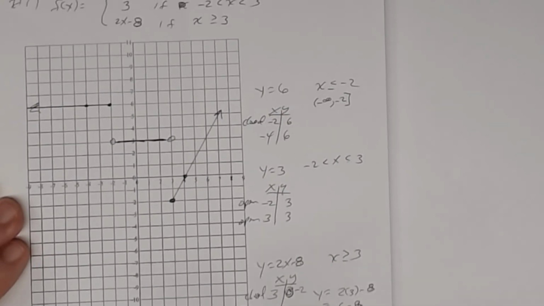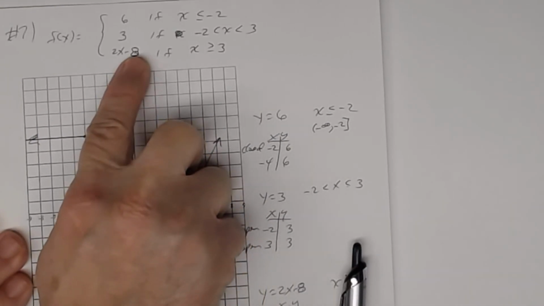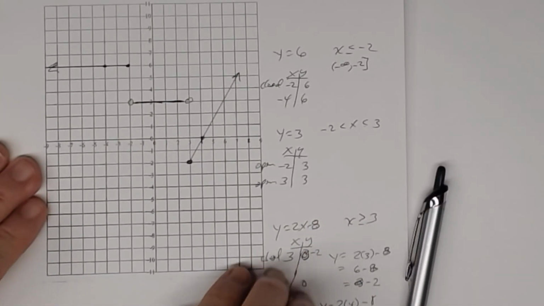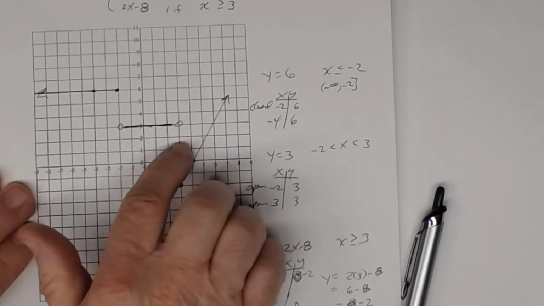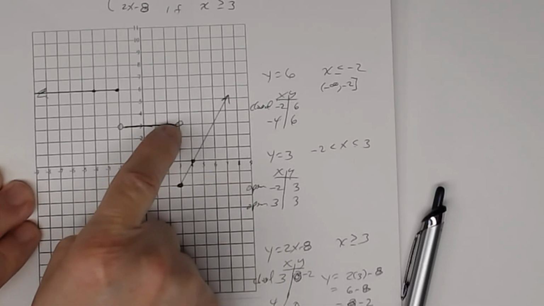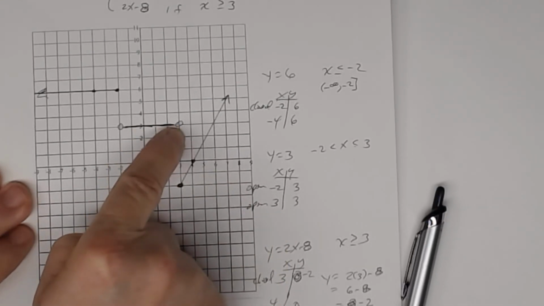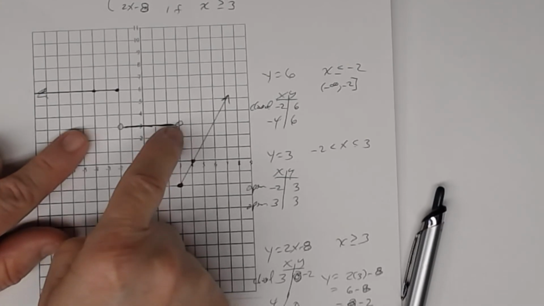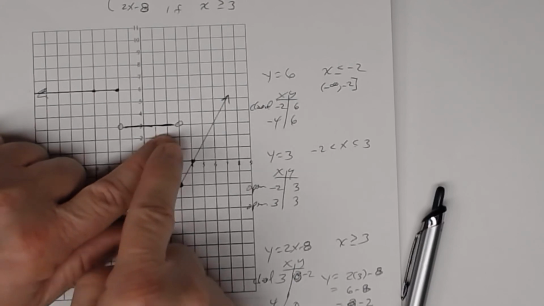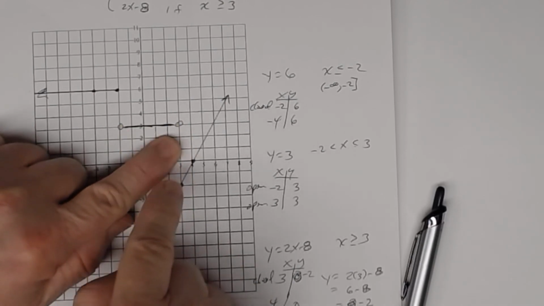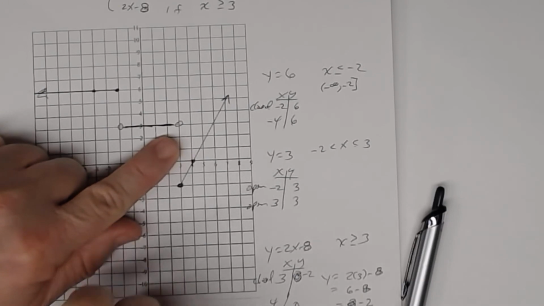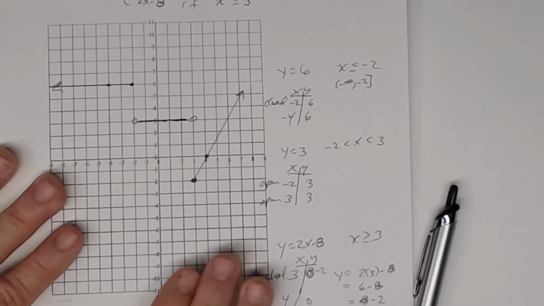All right, so those are the pieces. Now remember, I went back and I changed it to 2x minus 8 because when I used the 3, the closed circle would have been above the open circle, and I didn't want to confuse you at this point. It is possible to have an open circle on one piece be at the same point as a closed circle on another piece. But I didn't want to confuse you at this point, so I just went ahead and changed it.